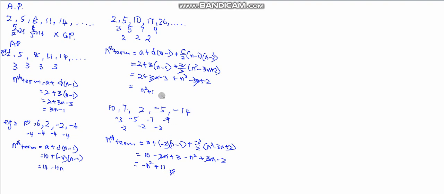Okay, this is for when the first set of difference becomes constant, you use this formula. When your second set of difference only then becomes constant, you use this formula. Okay. In the next video, I will explain using the simultaneous method to solve it.